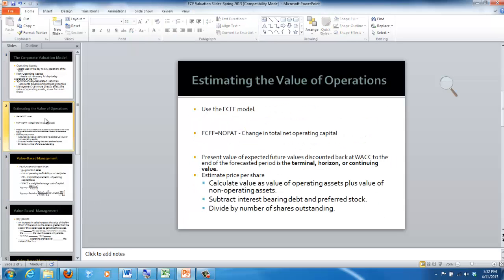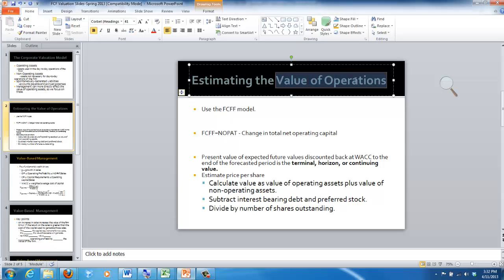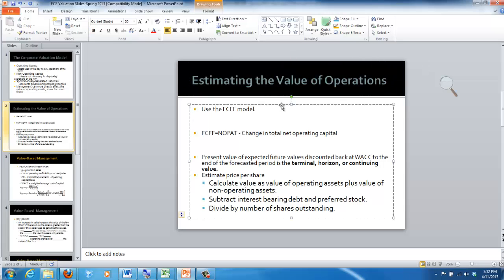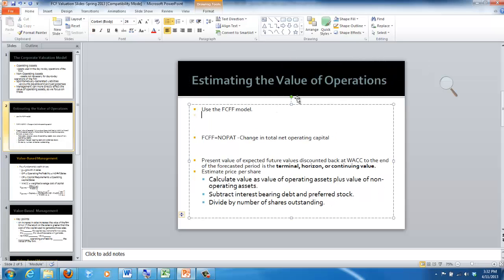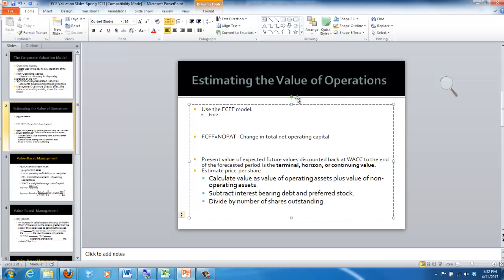So the way we're going to estimate the value of operations, that going concern part of the company, is using the free cash flow to the firm model. And these are the cash flows that are available to all investors, which includes equity holders and bondholders.